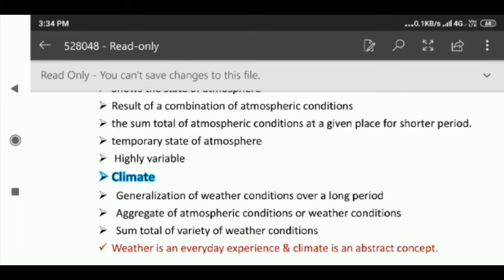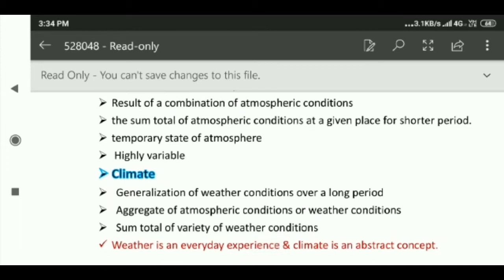Weather is an everyday experience, whereas climate is an abstract concept. There is a simple practical distinction between them: weather is a matter of everyday experience, whereas climate is a statistical generalization of that experience. The atmospheric pressure, temperature, humidity, rainfall, snowfall, velocity and direction of winds, distance from the sea and mountains are the principal elements of weather and climate.